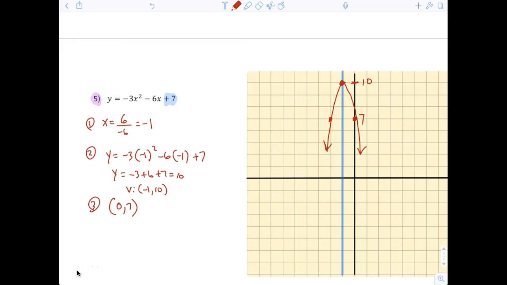Now what does it say? Now here, go to the left. Go to the right.